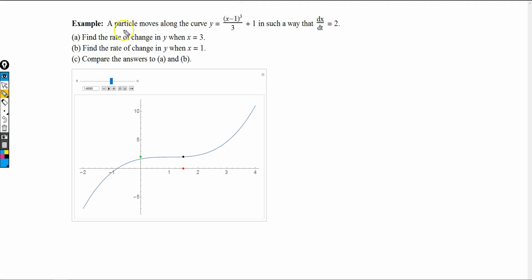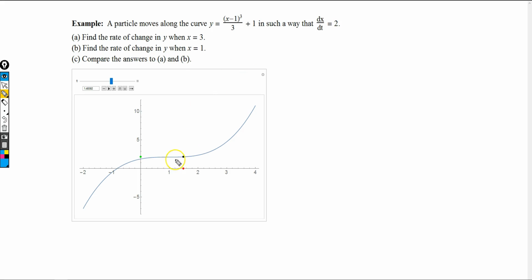So in this example, we have a particle that is moving along this curve, y equals (x minus 1) cubed over 3 plus 1, in such a way that the rate of change of its x-coordinate, dx/dt, is always 2. And that would have units of whatever, feet per second, meters per second. We're not specifying here exactly what the units are. Now, we want to find the rate of change of y, find how fast y is changing when x is equal to 3, that's for part A, and then find the rate of change in y when x is equal to 1, and then we'll compare the two answers.